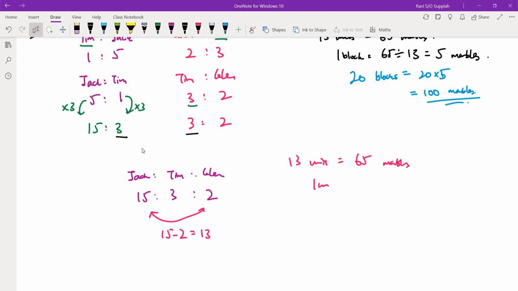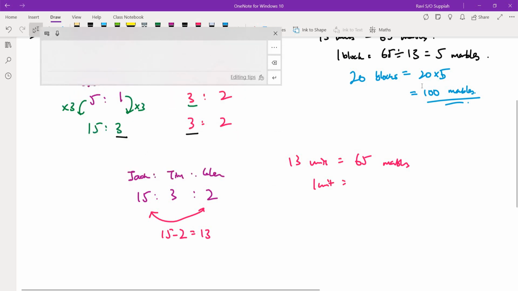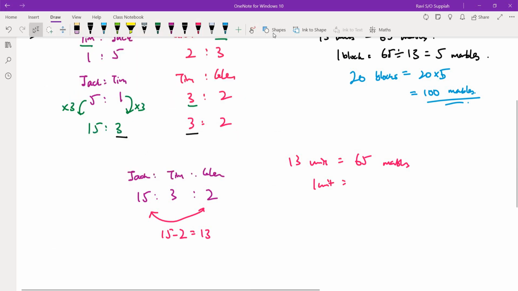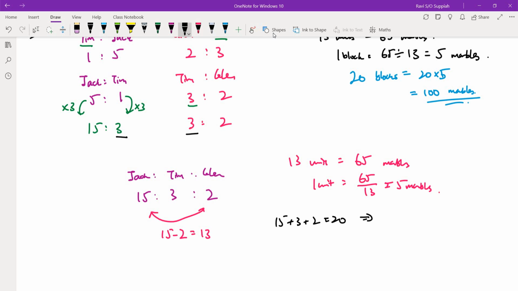So 1 unit is equivalent to 65 over 13, which is 5 marbles. And the total number of units is to add up all these 3. So 15 plus 3 plus 2, which is 20, is equivalent to 20 times 5, which is 100 marbles. So for 20 units, we have a total of 100 marbles, the same answer as approach 1.